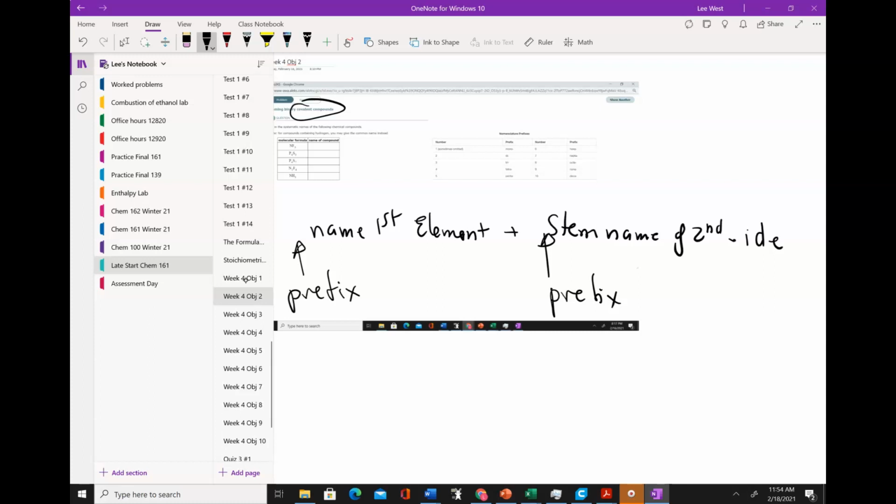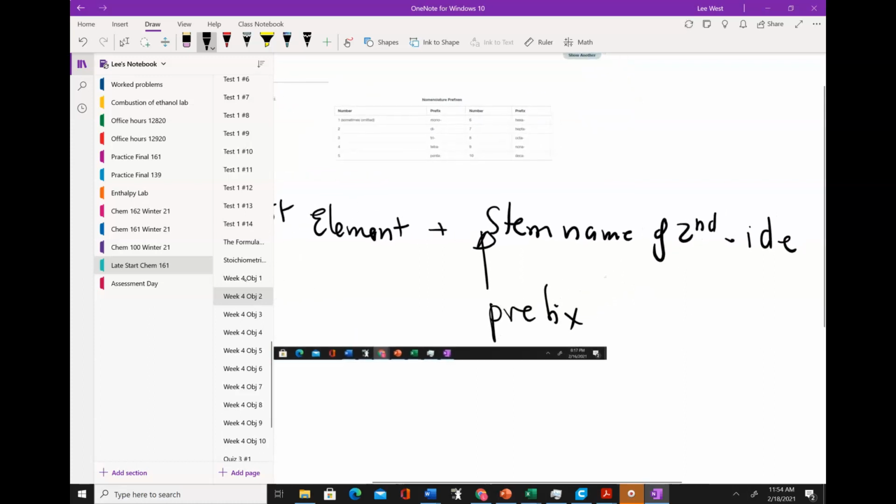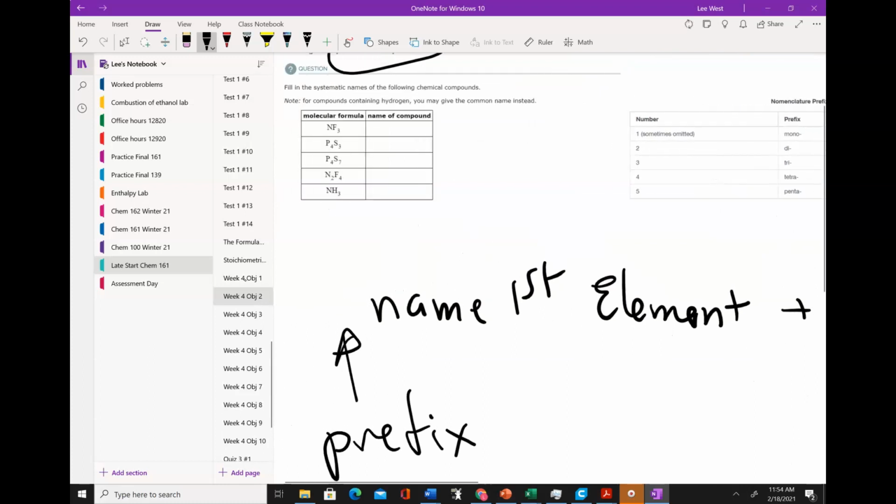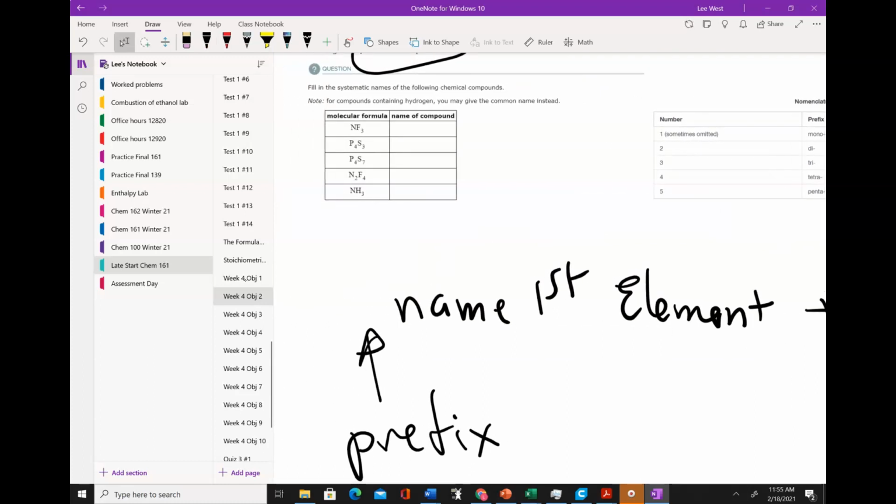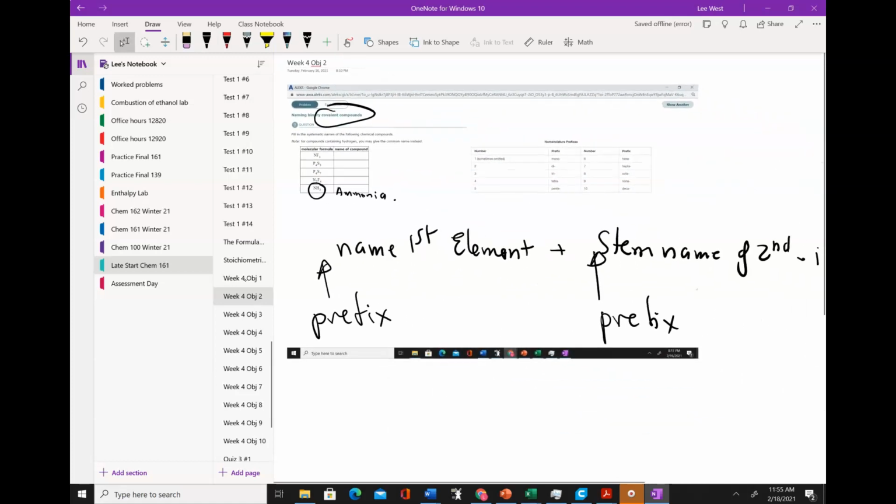And then the second rule is if the formula begins with hydrogen, we're going to eliminate all prefixes. We won't put any prefixes in. So let's have a look at this problem. It says, for compounds containing hydrogen, you can give the common name. So there's only one that contains hydrogen, and the common name for NH3 is ammonia. So we got that bit done. And then now we're going to go through and name all of the others. So we give the name of the first element unaltered. So it's going to be nitrogen.